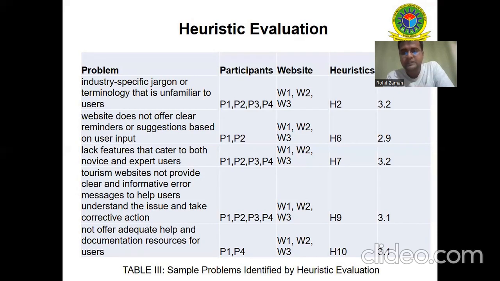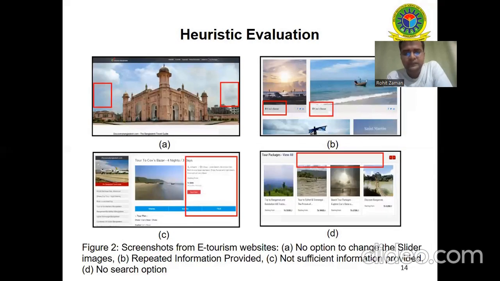Basically, all the participants identified 23 problems, and all the problems were analyzed. As we can see, these are some screenshots that were identified by the evaluators. Like the problem was no option to change the slider, and in the second image you can see repeated information, like this is Cox's Bazar, and the same information is here.